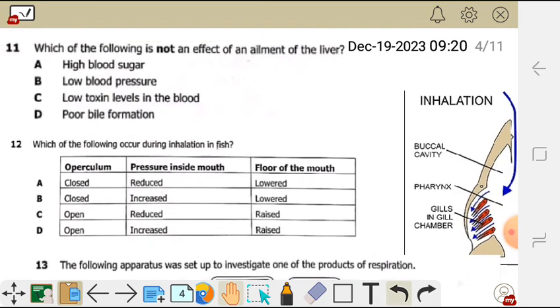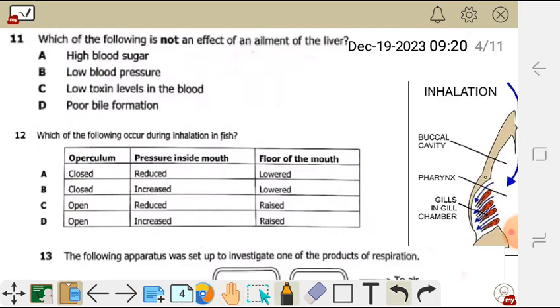So what is the correct answer here? So A is saying the operculum is going to close. Yeah, that is correct. It takes place during inhalation. Pressure inside the mouth is going to reduce. No, the pressure should increase. So the correct answer here is B. The operculum is going to close. Yes, we have seen it is going to close. Pressure inside the mouth is going to increase. Why? The water is getting inside the mouth, so the pressure is going to increase.